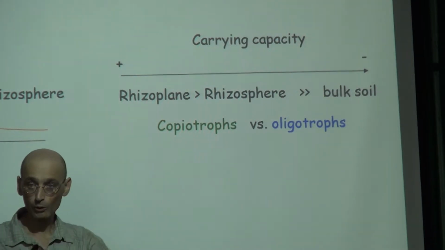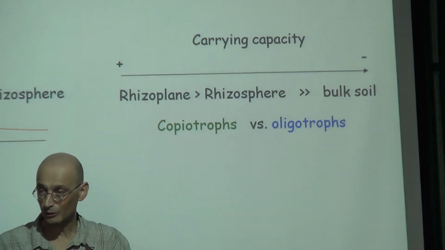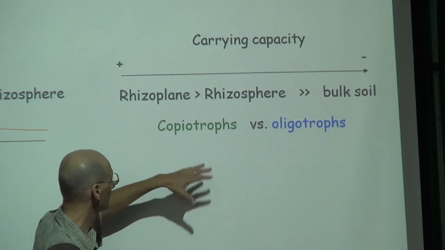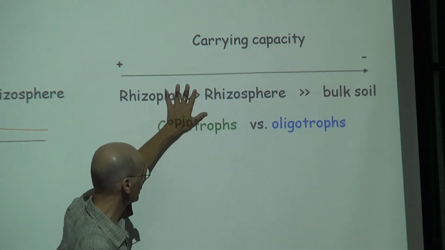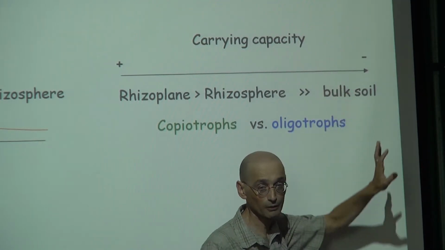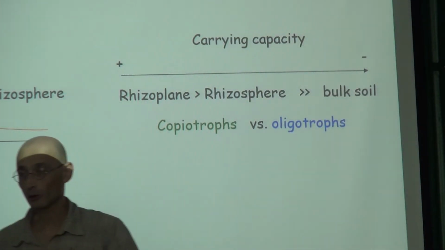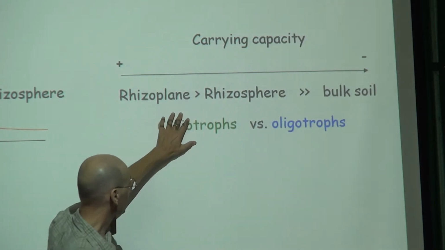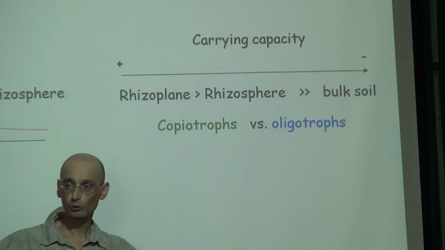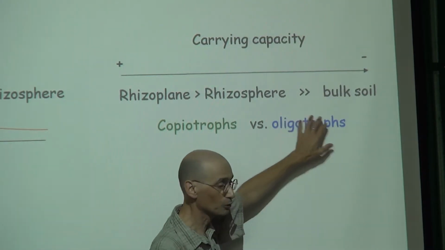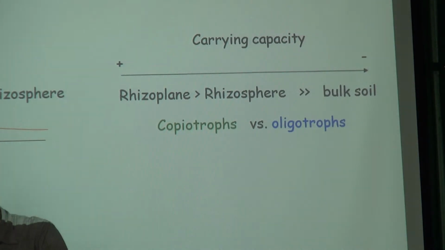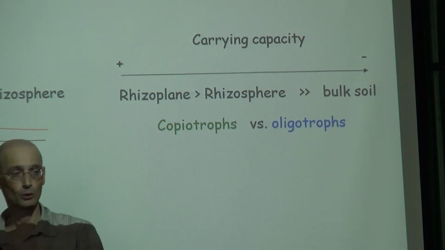And along with that, we find another definition that we saw the other day. Most of the bacteria, or a large part of the bacteria in the rhizoplane and the rhizosphere will be copiotrophs, while in the bulk soil, you will have mainly oligotrophs. So again, copiotrophs are bacteria which need a lot of substrates and can grow rapidly, versus oligotrophs, bacteria that are more frugal and grow more slowly.